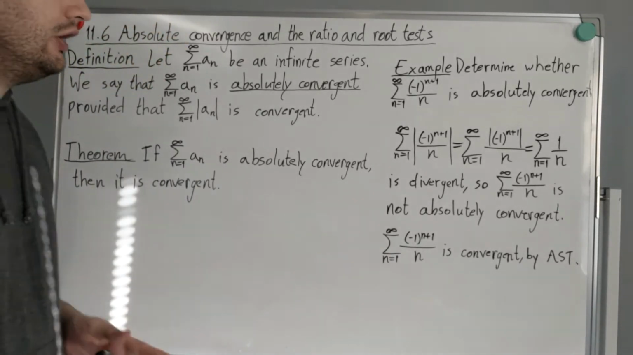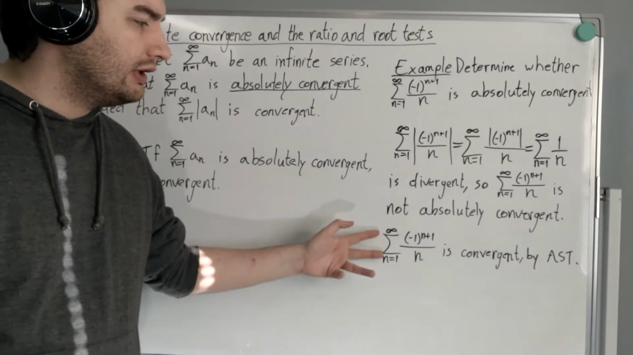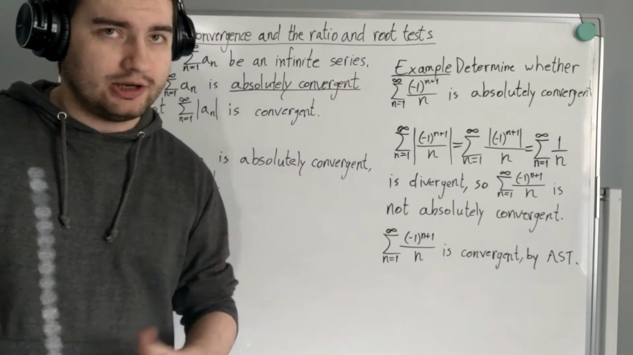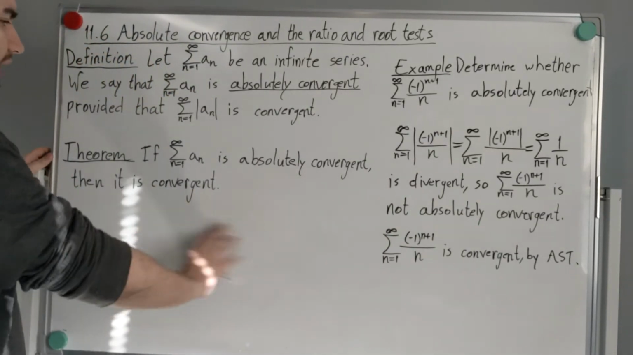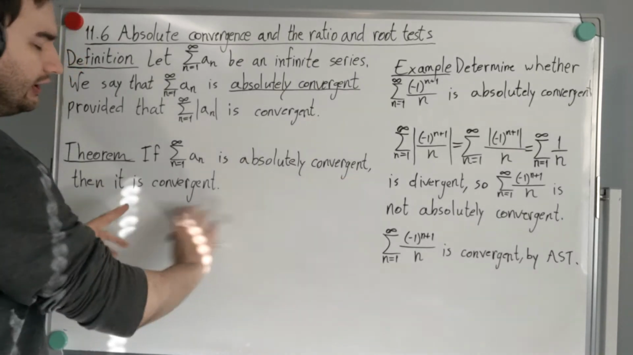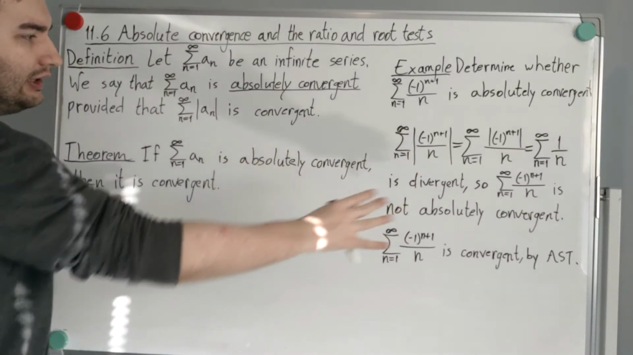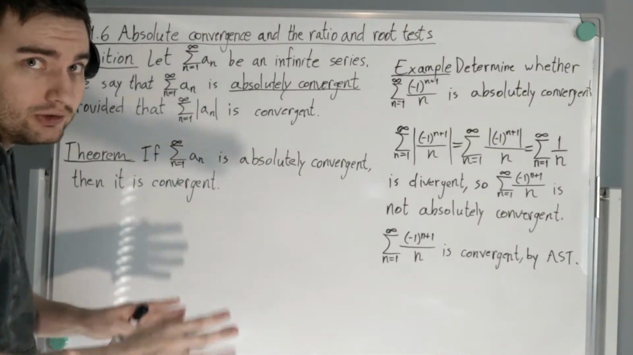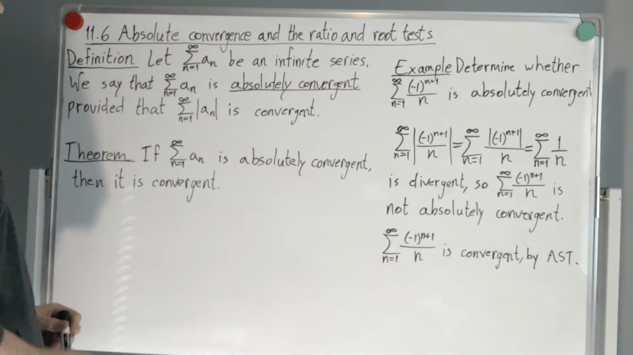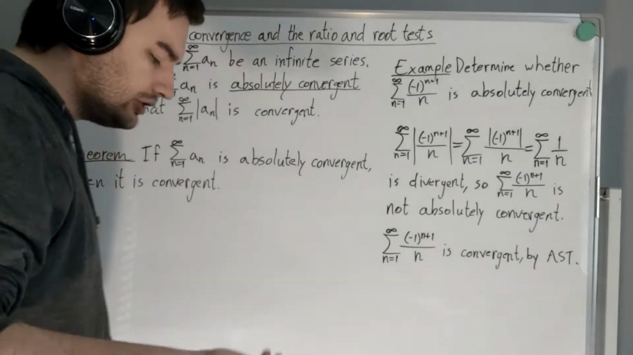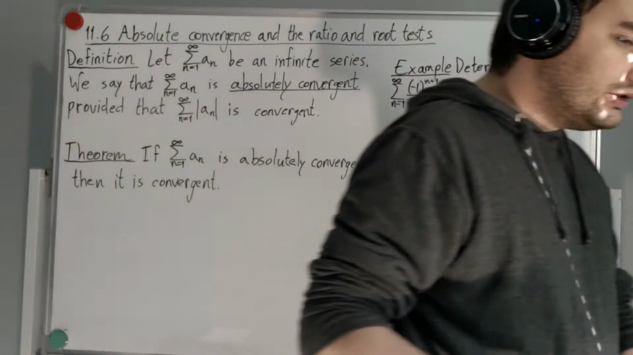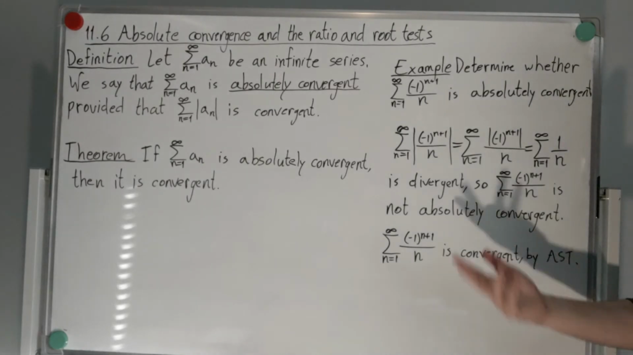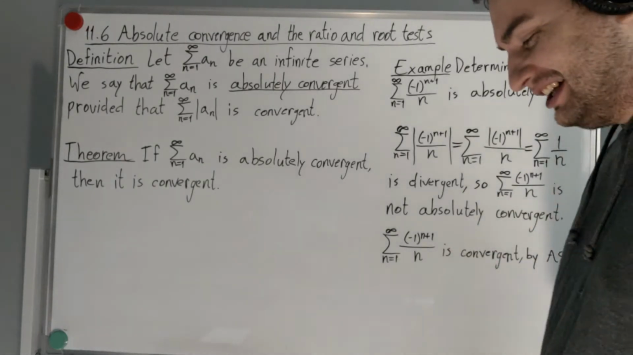So we have this slightly awkward situation where the alternating harmonic series is convergent, but it's not absolutely convergent. And that can happen, okay? What this theorem is saying, though, is that if it is absolutely convergent, then it's convergent. This example is just illustrating that the converse, which is if it's convergent, then it's absolutely convergent, is actually false, okay? So absolutely convergent means convergent, but convergent doesn't always mean absolutely convergent. I feel like I'm talking in circles at this point, but that's what I'm trying to say.